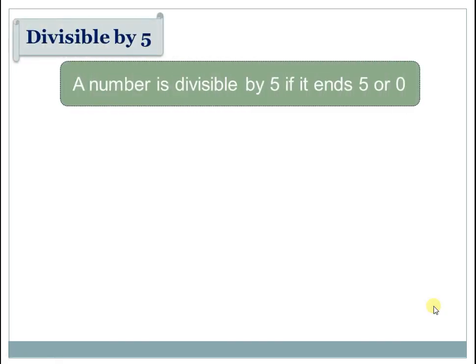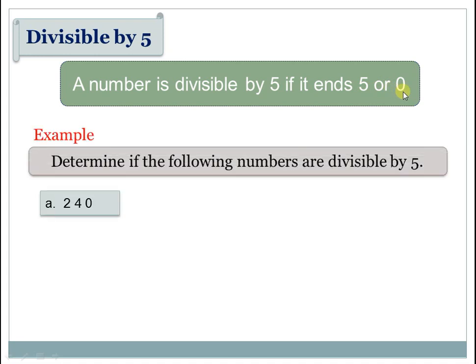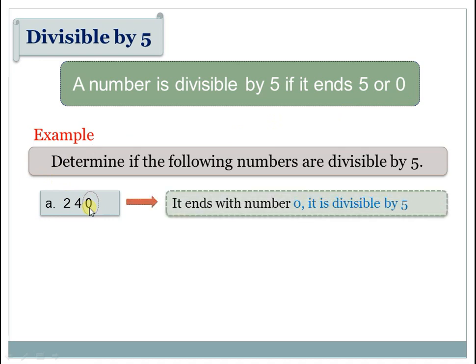Let us continue with divisible by 5. This one is easy because all we have to do is to check if the last digit of the number ends with 5 or 0. Does this number end with 5 or 0? Yes. Therefore, we could say it's divisible by 5.